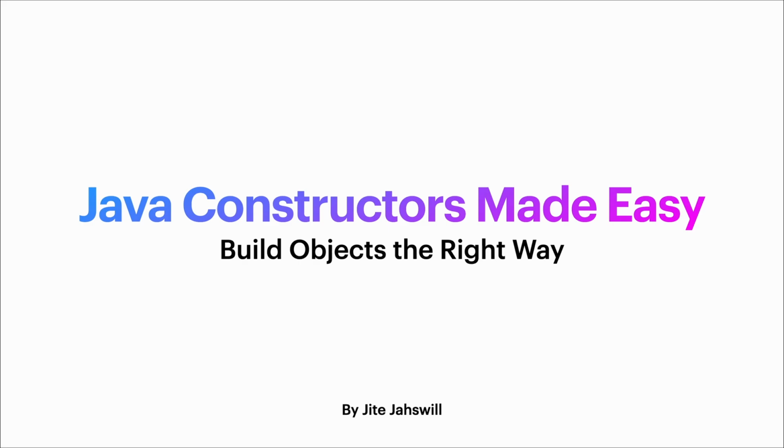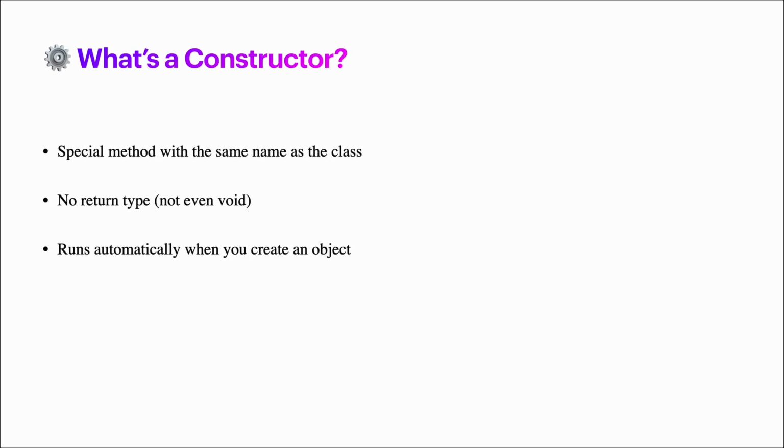These are special methods that run when you create an object, and they save you time and stress. What's a constructor? That is the main question for now. A constructor is a special method with the same name as the class. There is no return type, not even void. It runs automatically when you create an object. So let's see some examples.